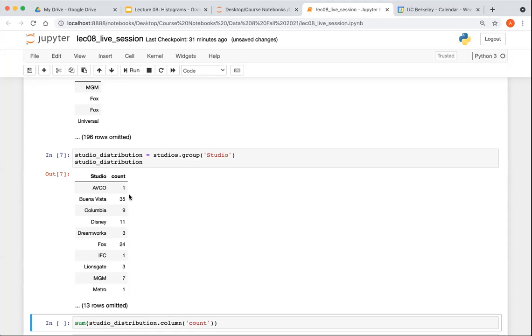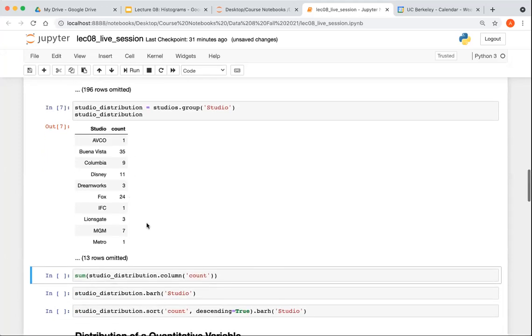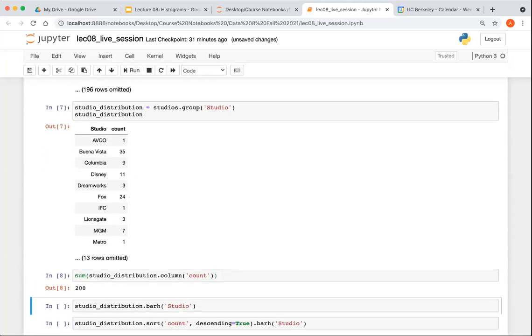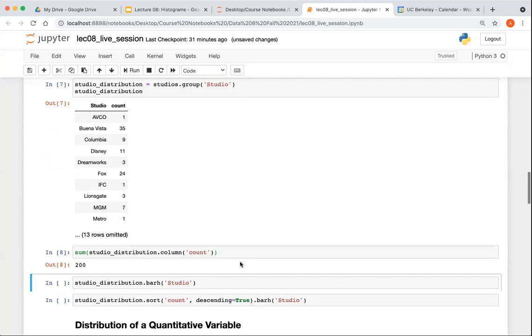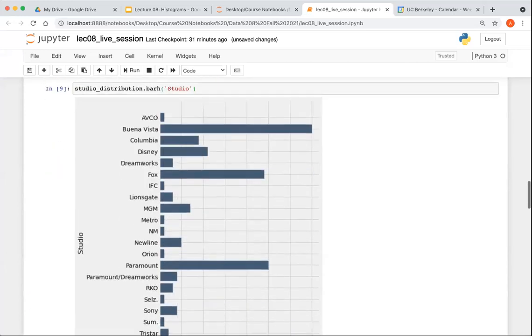The column count is automatically created, yes. You should get the number of movies, exactly. And there were 200 of them. And so let's just check that we do get the, yes, we get 200 movies and we're done. So what we've got is a distribution, and we would naturally want to draw a bar chart.